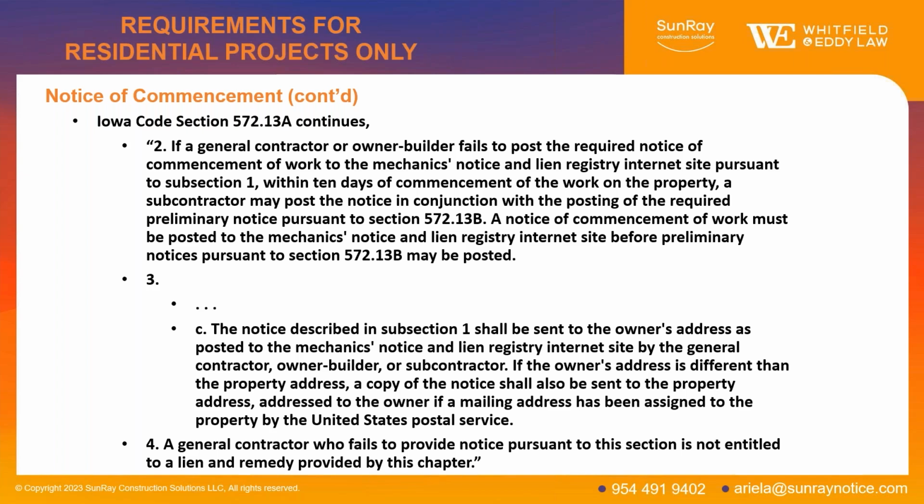So, general, you want to make sure not just to post it, but you want to send it to the owner. If the owner's address is different than the project address, you need to send it to that other address where the owner is located. But if the project also has an actual address or post office, you have to send it there too. So you can find the details in the statute, but that's the main. So this is the main second requirement. Again, we have the initial general contractor notice. Now we have a notice of commencement. And if a general fails to do this one, they lose their lien rights, as I said.